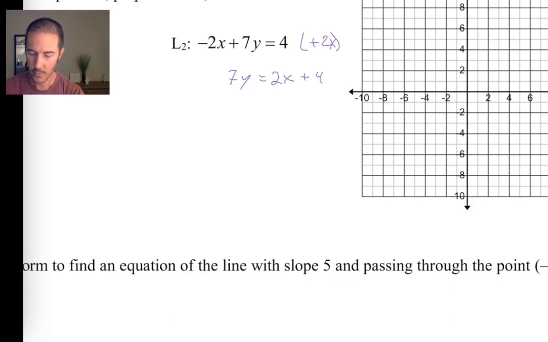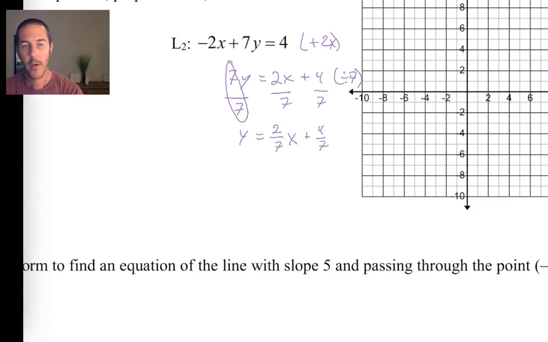And then let's divide both sides by 7 to isolate that y value. Dividing by 7. If you want to write the 7s underneath all 3 of these terms, that's a good idea. The 7s will cancel in front of the y, leaving me with y equals, and then I like to write it as 2/7 with the x next to it, and then plus the 4/7.